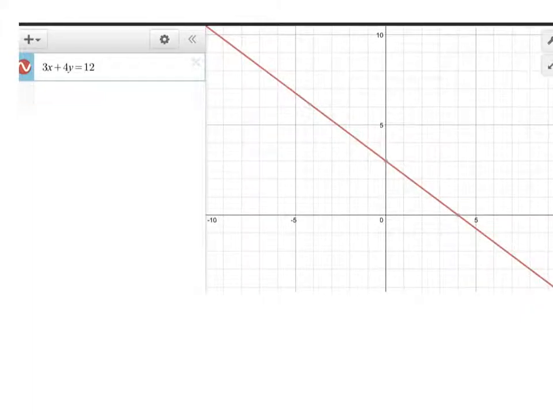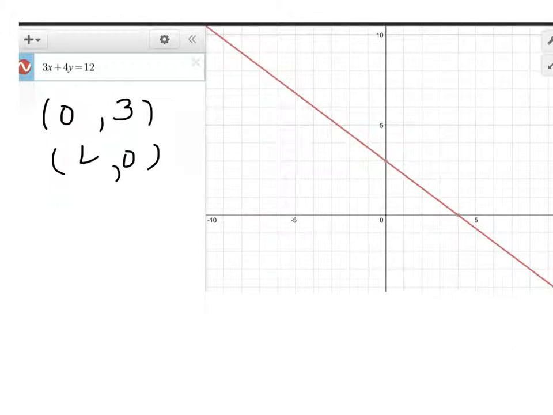All right, let's look at how to graph a basic equation. 3x plus 4y equals 12. If we use our 0, 0 method, which is a great way to get started when graphing, you can ask yourself, if you make x 0, what will y have to equal? In this case, 3. If you make y 0, what will x have to equal?